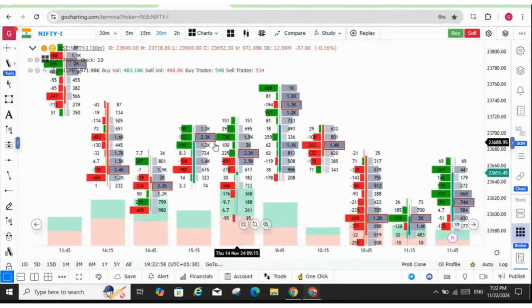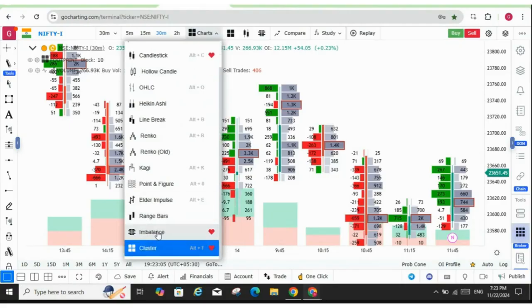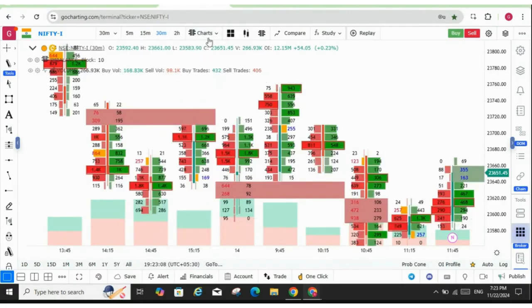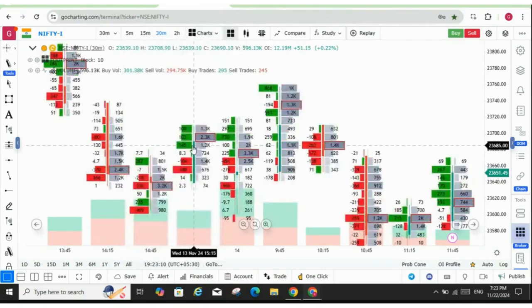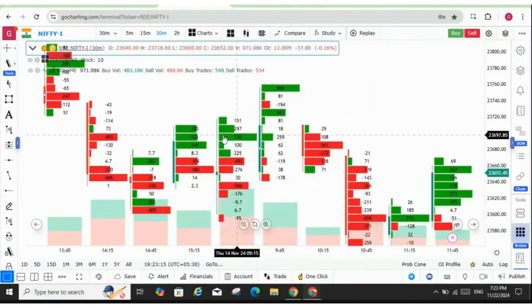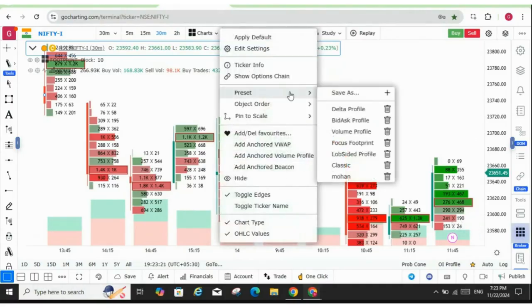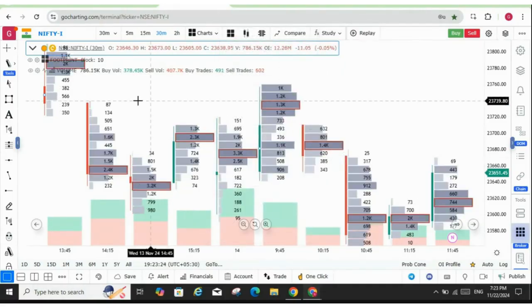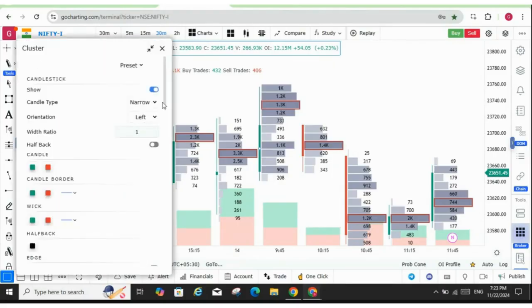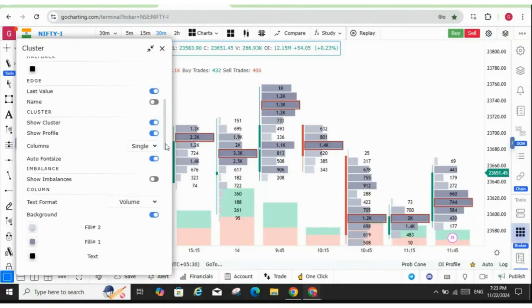Now you can also have preset options. First of all, you have to select the cluster chart. You will not get this feature if you select the imbalance chart. So select the cluster chart, right click on the candle, and then you have some presets. You have the delta profile, the bid ask profile, and the volume profile. These are different kinds of profiles you can get in the cluster chart. As I told you, the cluster chart is the main chart, and the imbalance chart is just one type of cluster chart.